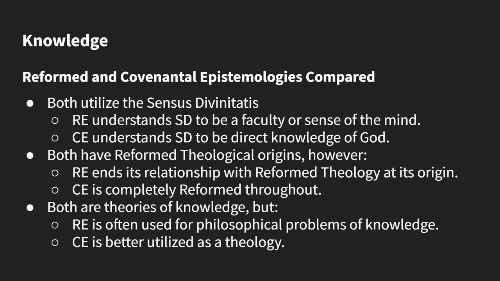Now, the main difference comes in where both of these schools of thought are using John Calvin's divine sense to explain their theories of knowledge. They are both using that divine sense. Reformed epistemology says the divine sense is a faculty or a sense of the mind. Covenantal epistemology says that it is direct knowledge of God. You can disagree with me, but I am going to present why I am less inclined to go the covenantal epistemology route. That's because usually, and I can provide an essay for this by someone who embraces this view, Scott Oliphant.